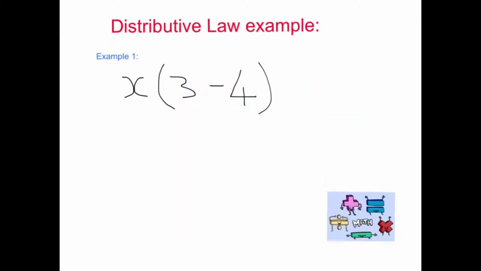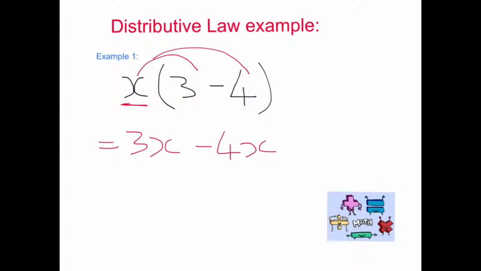Here is an example on the distributive law. First thing we do is take whatever is outside of the bracket and times it into the bracket. So we'll get 3x minus 4x. Now, I notice that the x's are like terms. So, what is 3x minus 4x? This will give us negative x as our final answer.